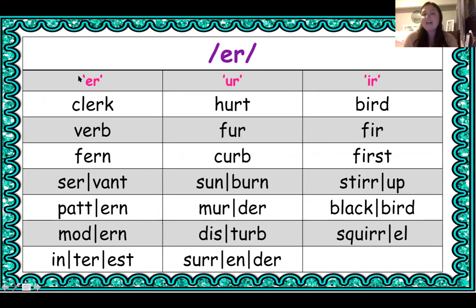And in my chart, I have listed some words that have the sound. So when I see this ER, I see it in clerk. A clerk is someone who might ring out your groceries at the grocery store, and then you'll pay the clerk. I see verb. Remember, a verb is an action word. Fern, servant, pattern, modern, interest.